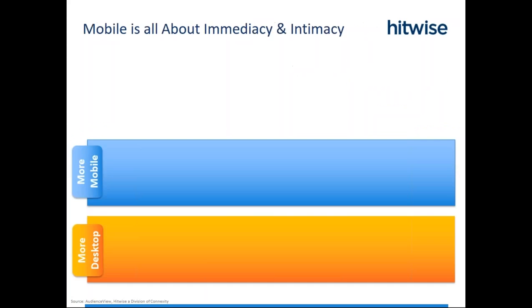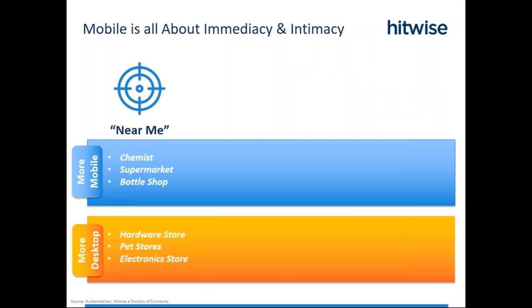So mobile is all about immediacy and intimacy. As you saw, near me was the top search term theme within retail. What are some of the things within that search term theme that are more likely to be done on a mobile? They're looking for chemists, supermarkets, and bottle shops. Very important, that final one. Desktops are more likely to be hardware stores, pet stores, or electronic stores.